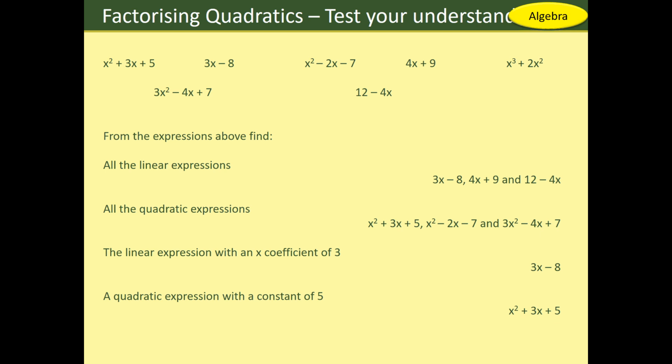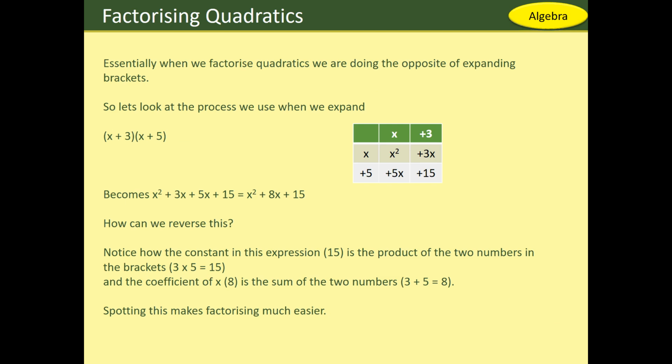We then have the linear expression with an x coefficient of 3 is 3x minus 8. It's the linear one, it doesn't have an x squared in it, and the number in front of the x is 3. And the quadratic expression with a constant of 5 is x squared plus 3x plus 5. 5 is always going to be 5 no matter what the value of x is.